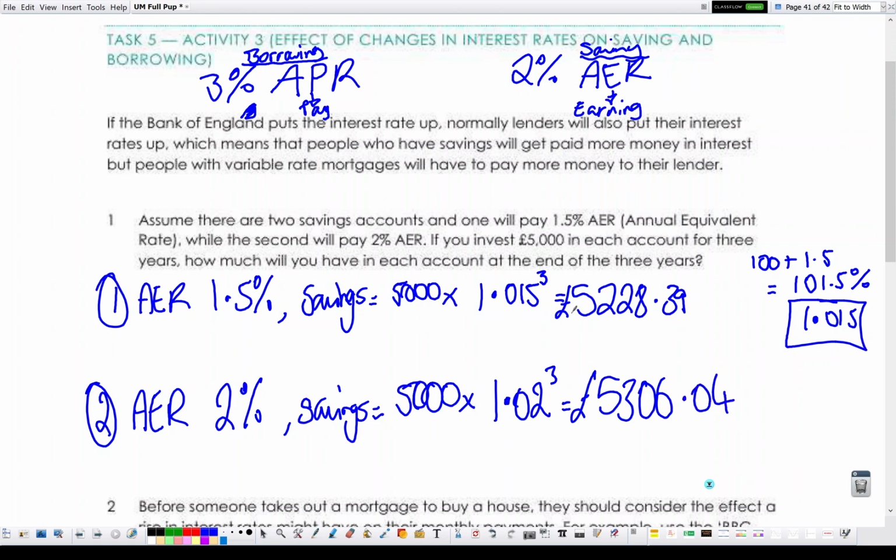So you can see that bank account number 2 with the higher AER rate, annual equivalent rate, gives me a higher amount of money at the end of the day. So when you are looking at a savings account, that is the first thing you should be looking at, what is that interest rate. If you are saving your money, you want that interest rate to be as high as possible. Okay, so we've had a task already about bank accounts and ISAs and that sort of thing. So just remember, when we are saving money, we want as high an interest rate as possible.